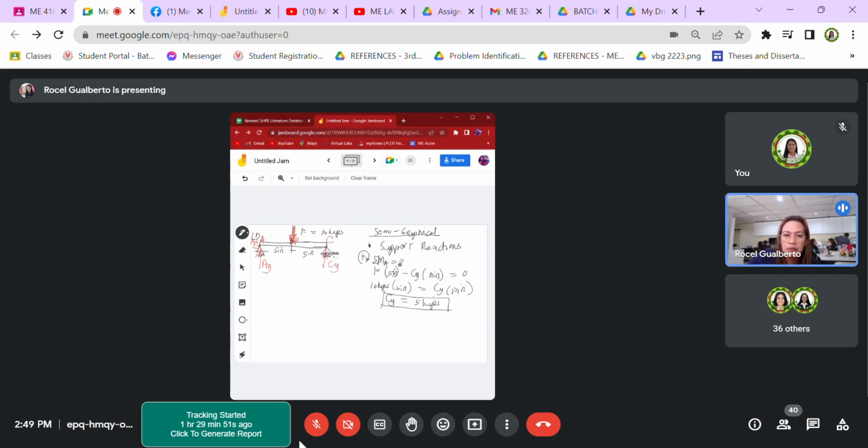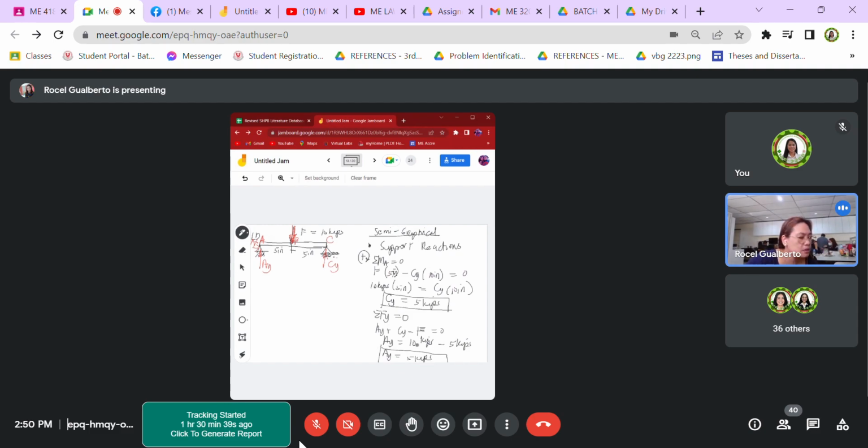We yield a positive value, meaning tama po yung ating assumption that CY is acting upward. Okay? So, tama po. And then, let us find the value of AY. Summation of forces Y is equal to 0. Sign convention: ang force sa pataas, positive. Ang force sa baba ay negative. So, we'll have AY plus CY minus F is equal to 0. So, AY would be force, which is 10 kips, minus CY, 5 kips. So therefore, your AY is also equal to 5 kips.